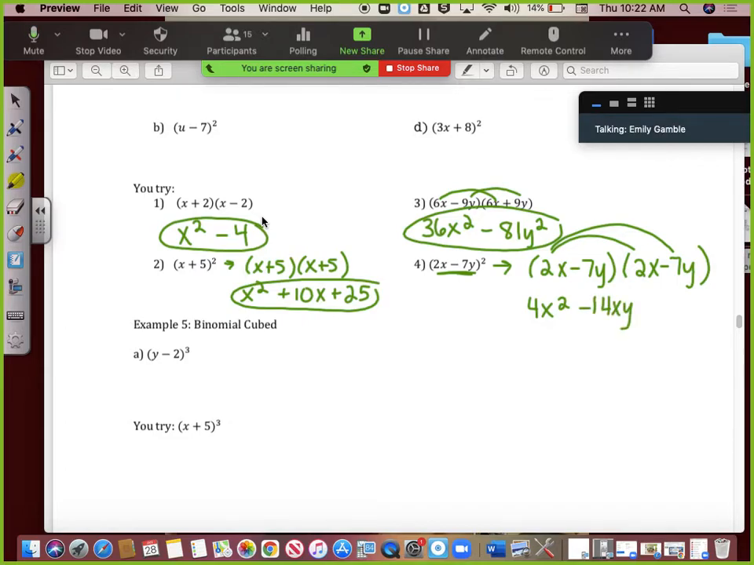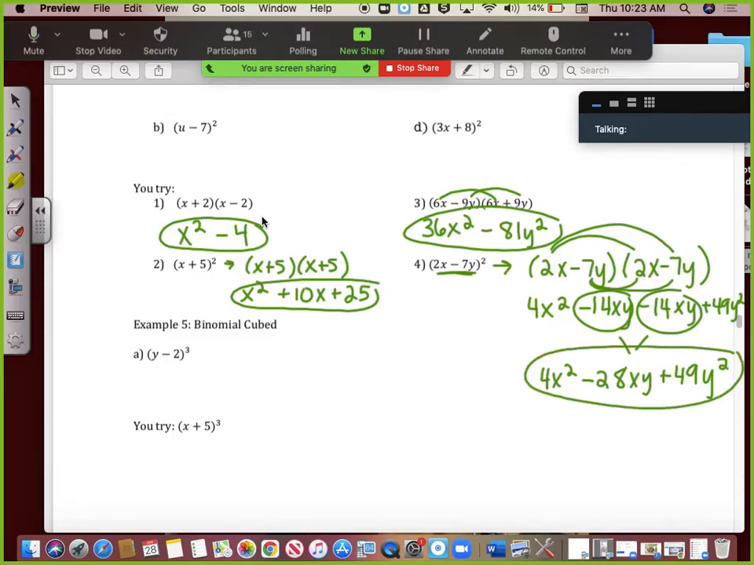And I prefer to put the x in front of the y, but if you had yx, it's the same thing. Negative 7y times 2x, I'm going to write negative 14xy in the same order just because that makes more sense in my brain. And then negative 7y times negative 7y is a positive 49y squared. So when I simplify this all together, this term and this term can be combined since they're like terms. 4x squared minus 28xy plus 49y squared would be the final answer for that.